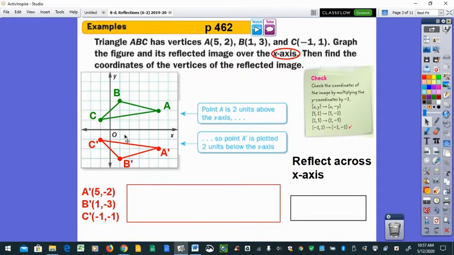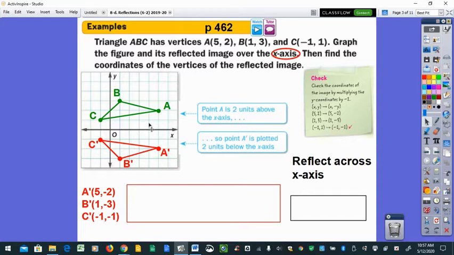Now, if we're looking at it on the graph paper to reflect, notice I put that reading strategy of circling the x-axis. So I know I'm going over the x. So the C was 1 above, so C prime will be 1 below. The B is 3 above, so B prime will be 3 below. The A is 2 up, so A prime will be 2 below. And that's how you can see it on the graph paper.